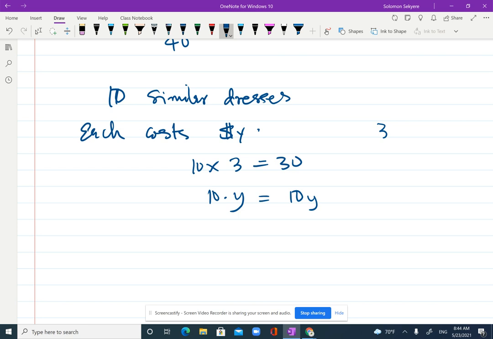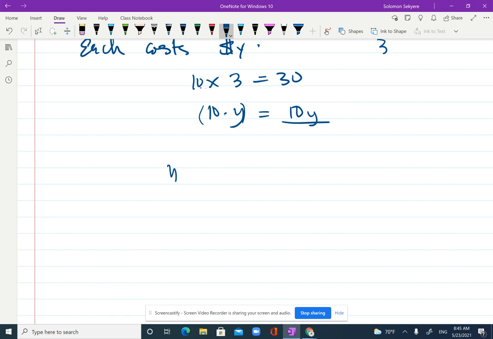Whenever you're multiplying, don't worry about writing the multiplication sign anymore. Just write either this little dot sign or just write 10y. If you write 10y, we understand that means multiply 10 by y. We'll continue with more exercises. If I say y equals 7, then it's 10 times 7 equals 70.